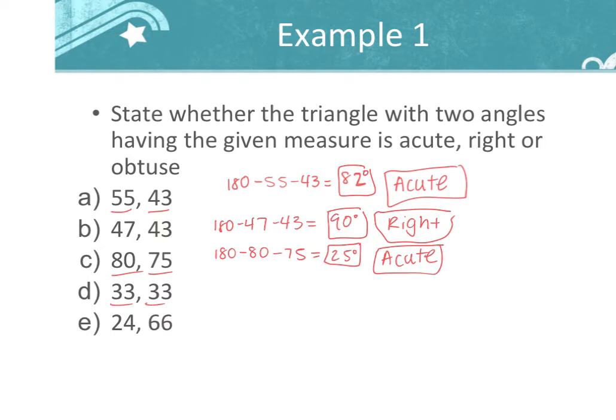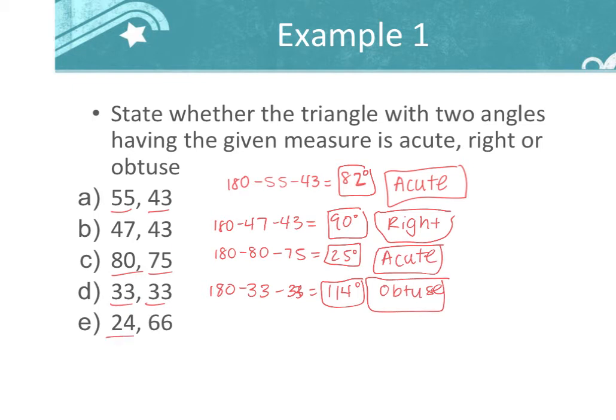33, 33, 180 minus 33 minus 33. This will give us 114. Now this angle is obtuse, so it's an obtuse triangle.